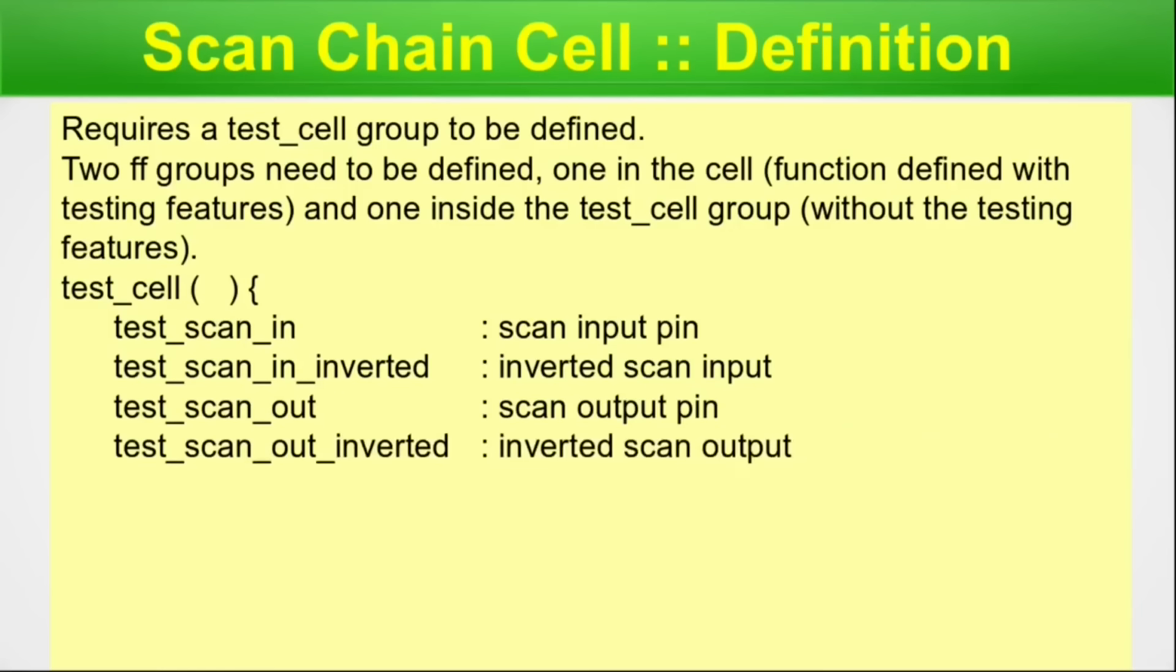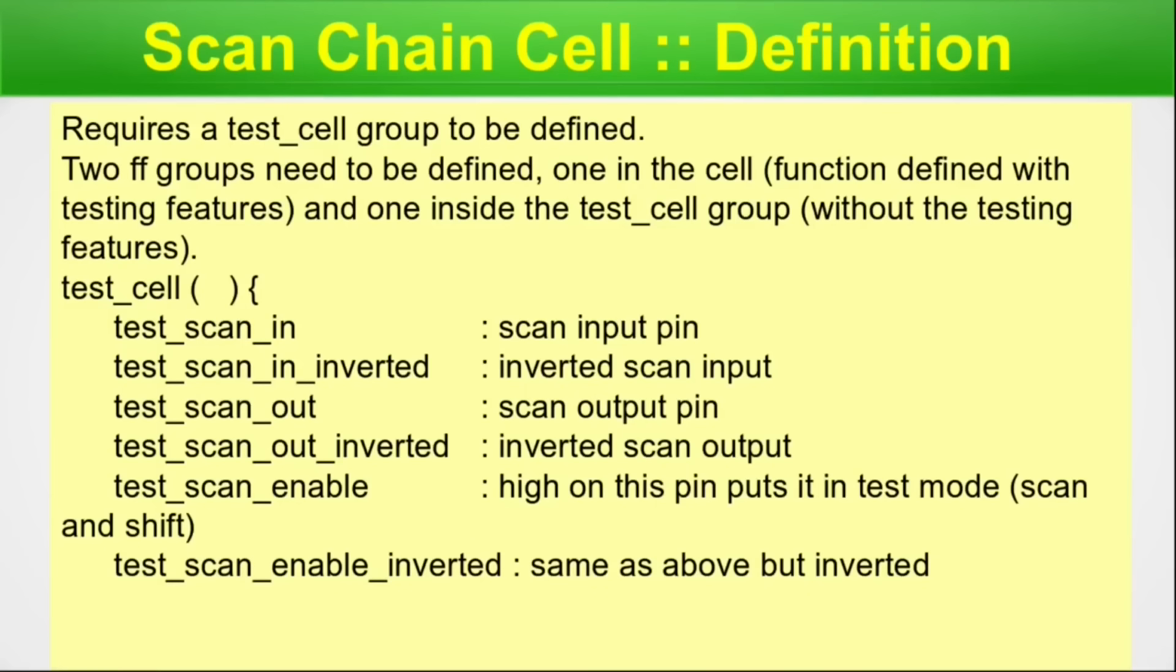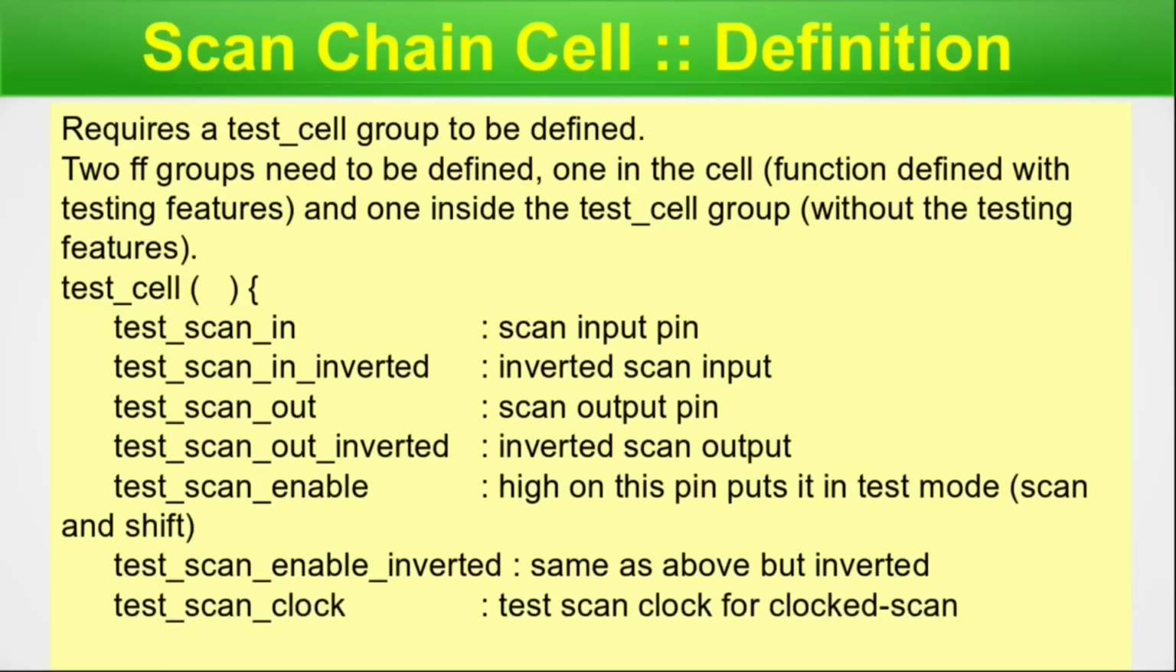Test scan output inverted, that is the inverted scan output. Test scan enable, high on this pin puts it in the test mode, scan and shift. Test scan enable inverted, same as above but inverted. Test scan clock, the test scan clock for clock scan. And here we close the test cell. So there will be two instances, one inside the test cell group, another in the regular section. Thus the scan chains are defined. One thing to mention here is that the scan flip-flop has a similar structure to the regular flip-flop mentioned in the last slide, and these are used in the testing of the chip.